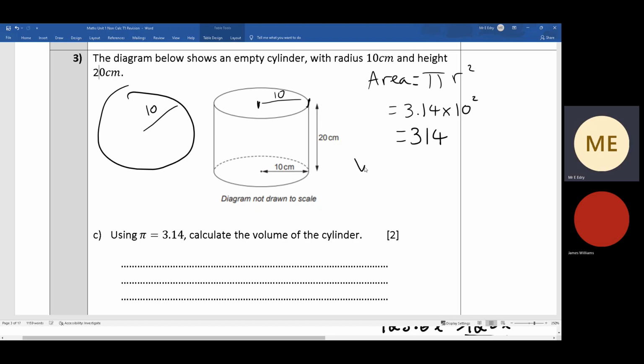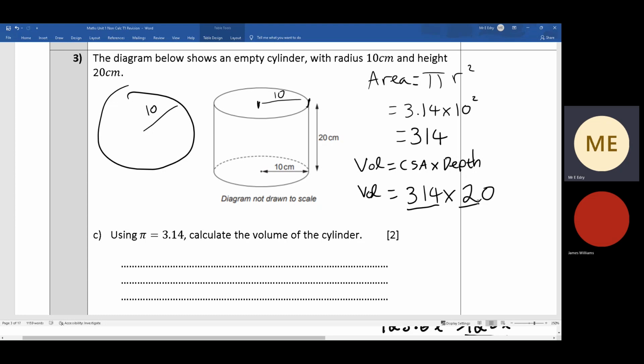And we want the volume. So volume is cross-sectional area times depth. So how am I going to work out the volume of that cylinder? Yeah, brilliant. You have to times it by the depth, making sure the units are the same, and they are. So we've got to do 314 times 20. So that's like doing 314 times 2 and sticking a 0 on. So have a go at doing that.